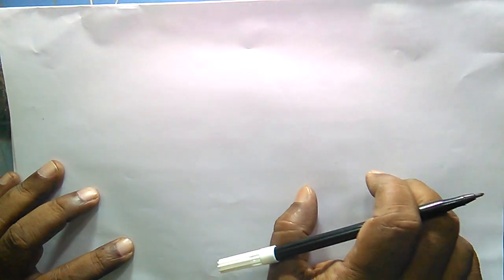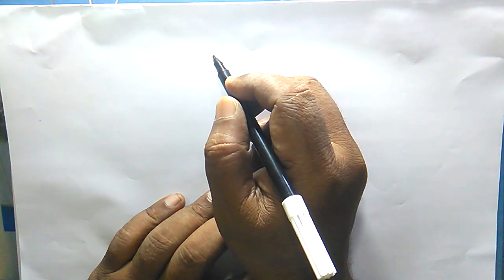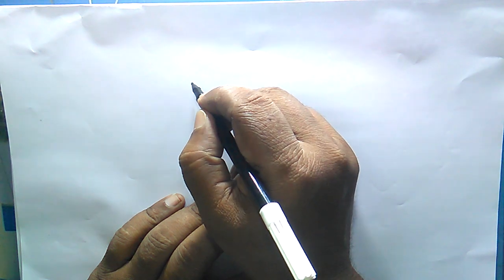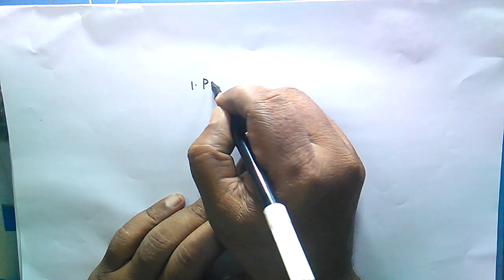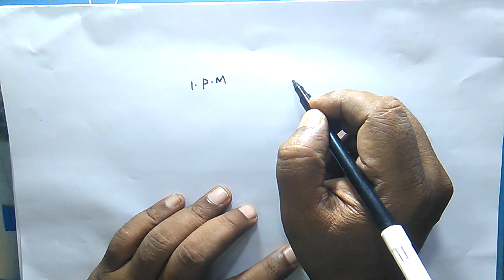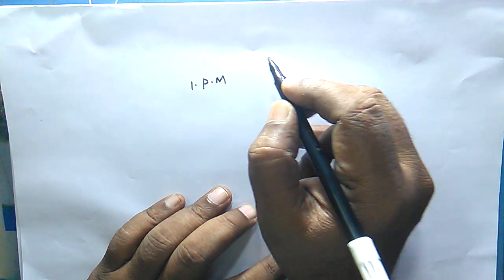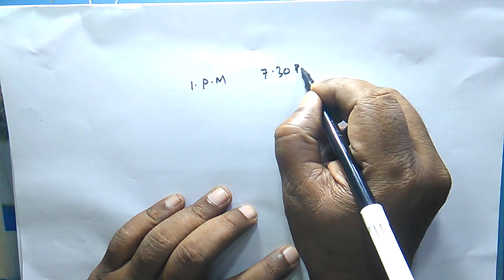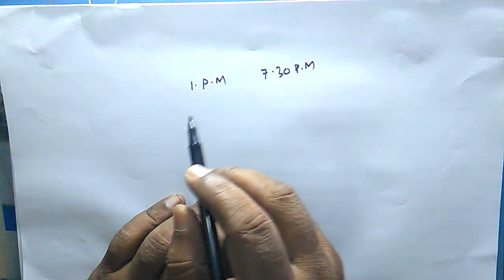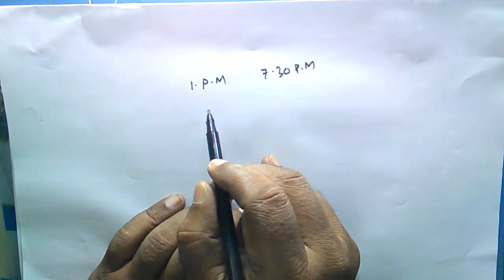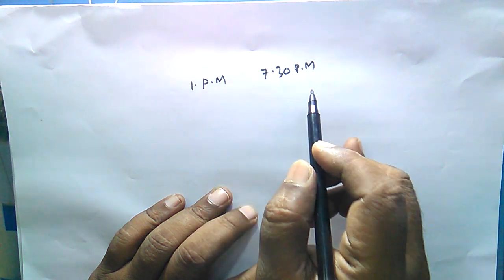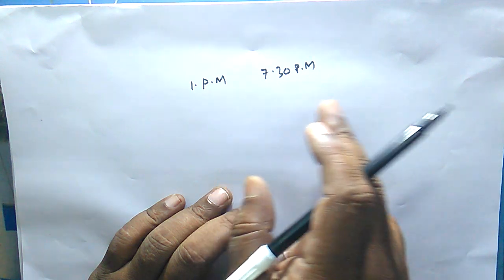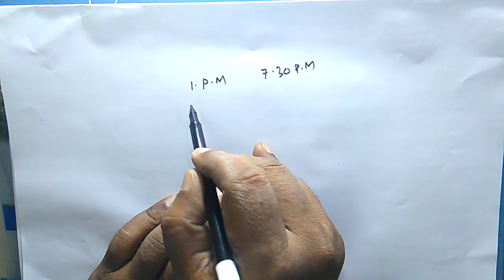First, always the time of two places will be given. Say, for example, one place has the time 1 p.m. and another place has the time 7:30 p.m. Now, whenever two times are given, you have to see which time is actually ahead. कौन सा time आगे है, and that will always be located in the east.